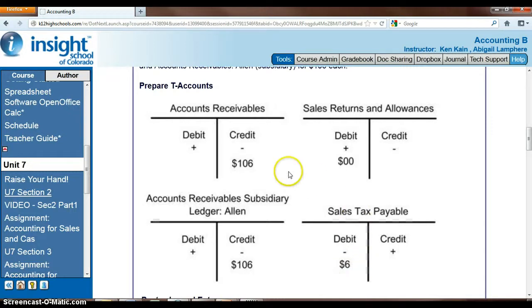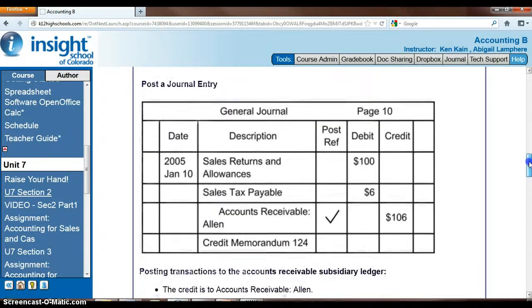So now some of you might be thinking, okay, if our debits are supposed to equal our credits every time for every transaction, something's not adding up here. But keep in mind, this subsidiary account is recorded on a different ledger. So when we look at our debits equaling our credits, we're only looking at accounts receivable, sales returns, and sales tax. So this is $106 here, and that equals our credit of $106 here. So don't let that throw you off. This is recorded in a different ledger. So that's why it looks like we're recording that twice, because we are in two different ledgers.